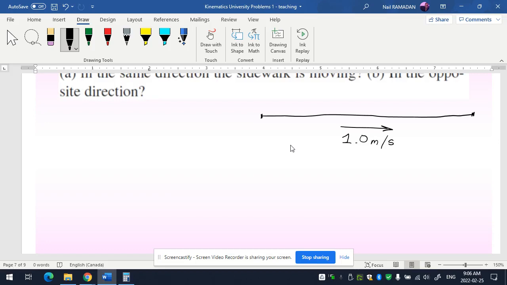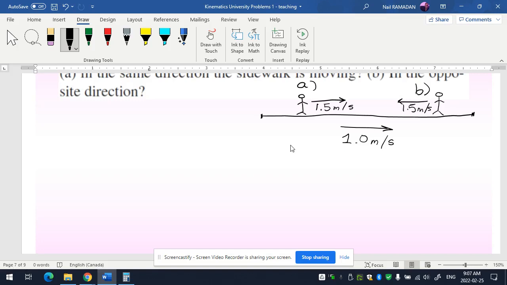So everyone, I want you to write this way. Part A, sketch someone moving with it, at what speed? And for part B, someone going against it, also at 1.5. Okay?